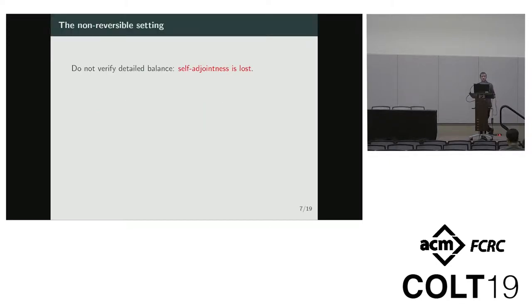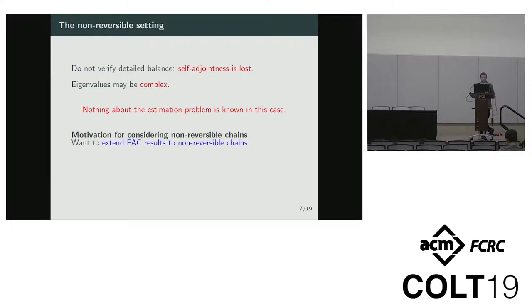The first thing we notice is that our kernel doesn't have the same nice properties that we used to have before. Self-adjointness is lost here. The eigenvalues might be complex. The kernel might not even be diagonalizable, even over C. And we don't know anything about how to estimate, in this case, the mixing time. Motivation is the guarantees that I showed you before. We also would like to have them, say, for non-reversible chains.